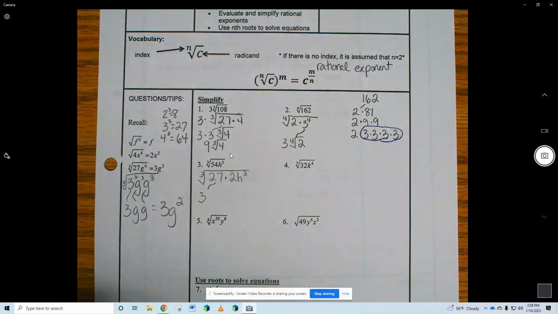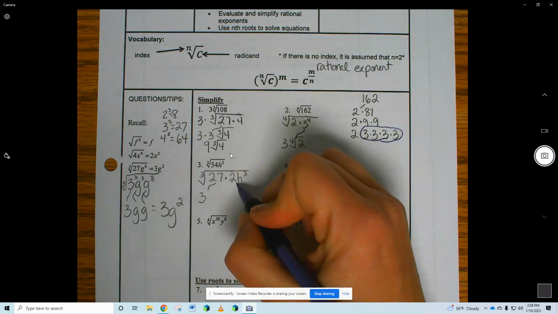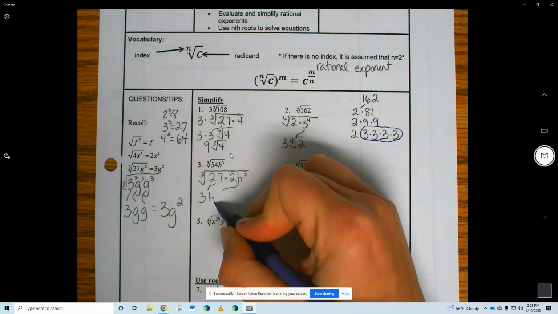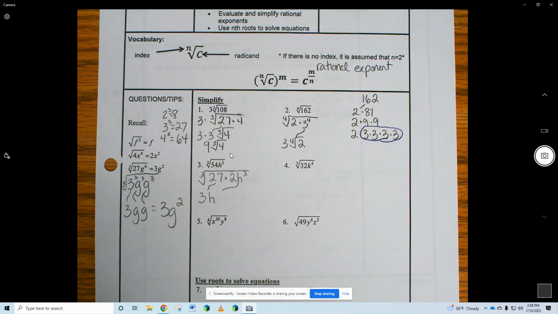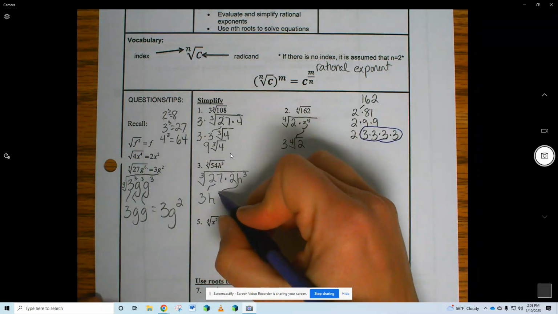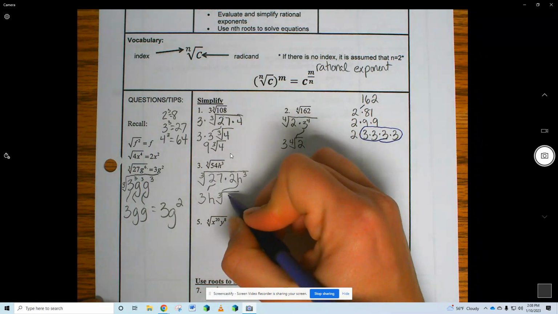What else can come out? H cubed. I've simplified the most I could. I now write the leftovers, if you want to call them that. Whatever's still remaining. It's just a 2 underneath.